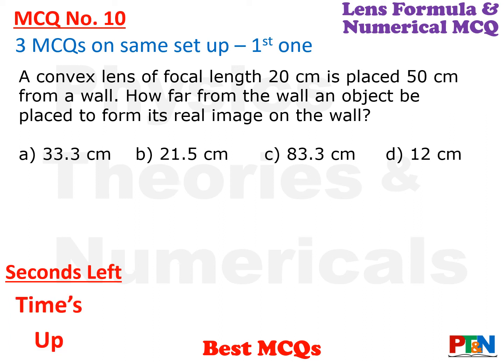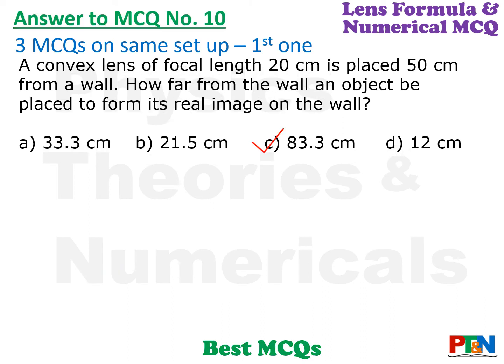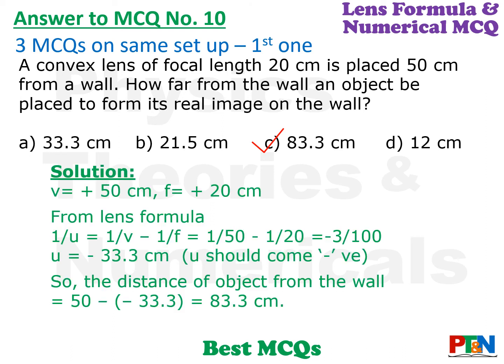Time's up. Let's see the answer. The answer is option C, that is 83.3 centimeter. Let's understand the calculation. See, what you have been given? You have been given the distance of the wall from the lens, that is V is plus 50 centimeter. Convex lens, so focus is plus, it is 20 centimeter. You have got the value of V and F. You need to find out U.